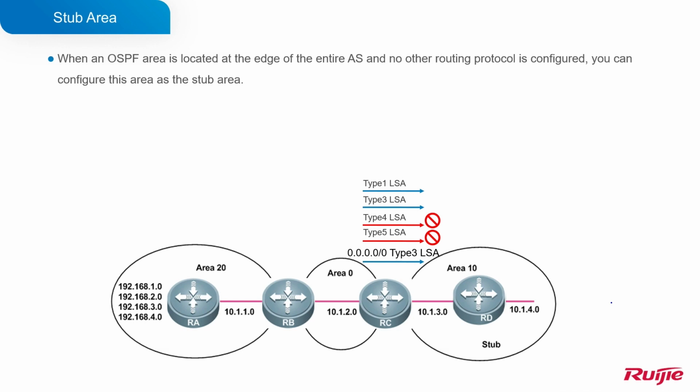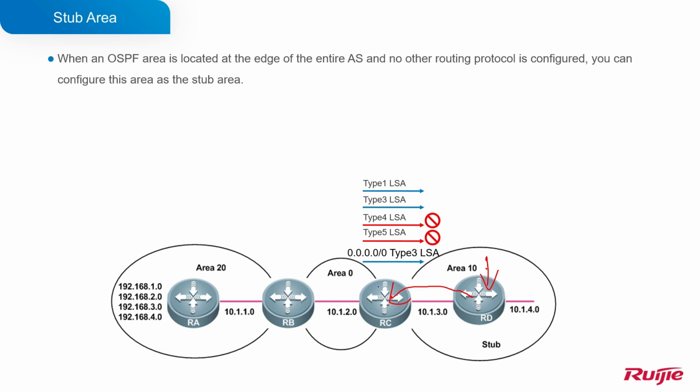For the stub area, if we want to set an area to become the stub area, we have to ensure the area is the edge. So what does this mean? It means for this topology, we can see this router RD, right? If it wants to communicate with area 0 and area 20, it has to transmit the packet to the RC device, and then the RC device can help RD transmit the packet to other devices.